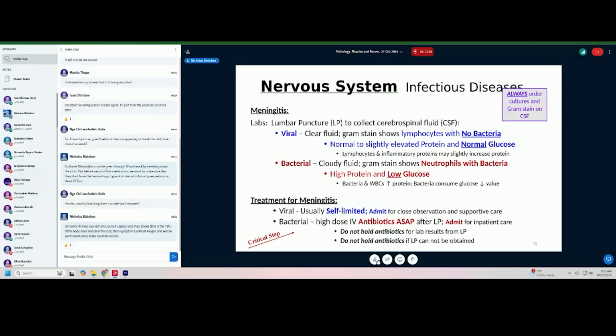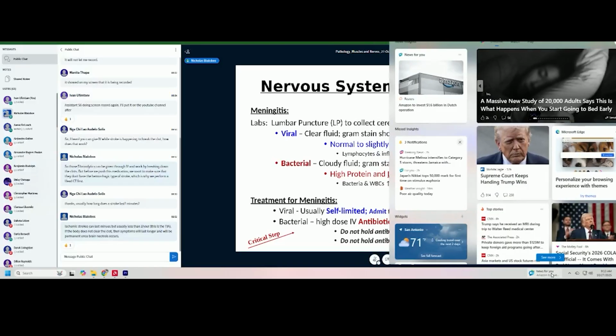Now bacterial, this is different. The fluid is going to be cloudy because this creates a more dramatic inflammatory response. We're going to have a ton of neutrophils and bacteria, so that's going to make that fluid more cloudy. There's more stuff in it, right? The protein level is going to be high because not only are the bacteria releasing their proteins, but also the WBCs are releasing their proteins to try to fight off this bacteria. That glucose is going to be low because the bacteria is consuming the glucose in the CSF. So glucose is going to be low with these guys.